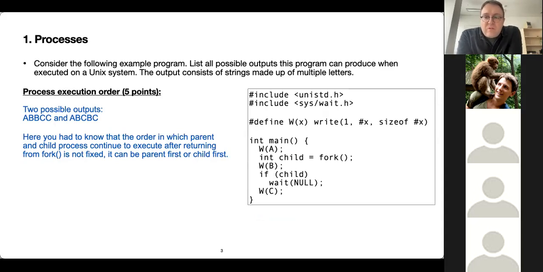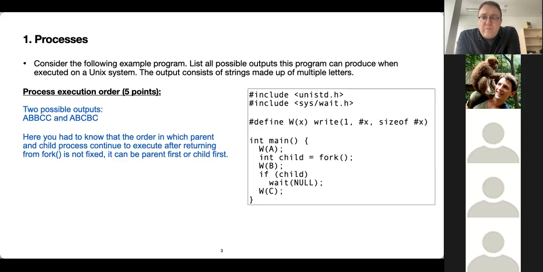So we define a macro w of x, which writes to file descriptor 1, which is standard out, the character as a string that is defined by the x we pass to the macro, and then we pass the size of the macro. So we indicate how many characters this string has. So whenever we call w of a or b or c, we just print a string a, b, or c. So the question is, which outputs are actually possible by this program?